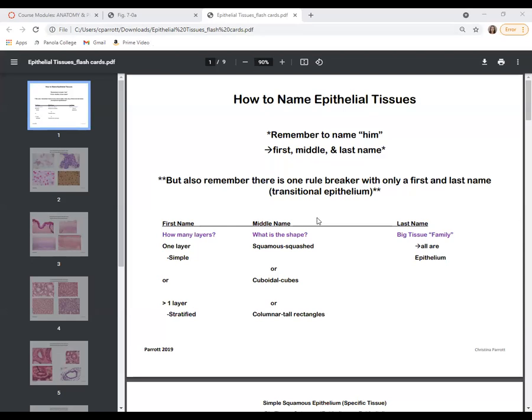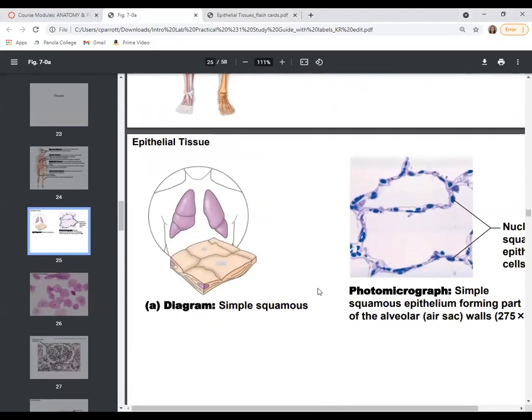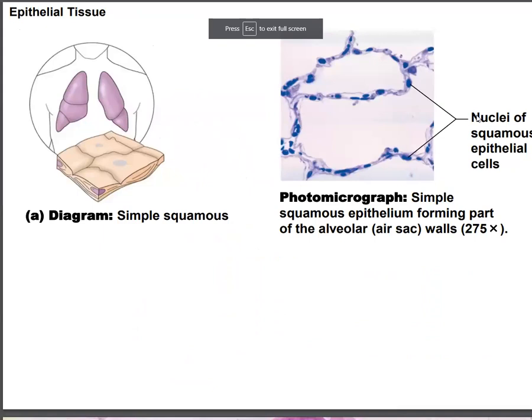So now that we know how to name our epithelial tissues, let's go back to our study guide to page 25. The first tissue we have here is simple squamous. So you're looking at this tissue from the side. So you see there's one row or one ring of cells.